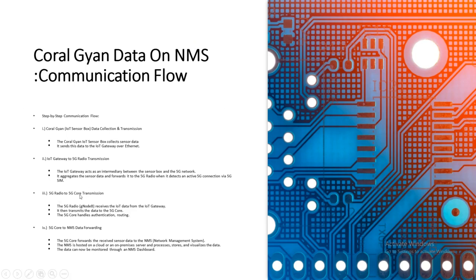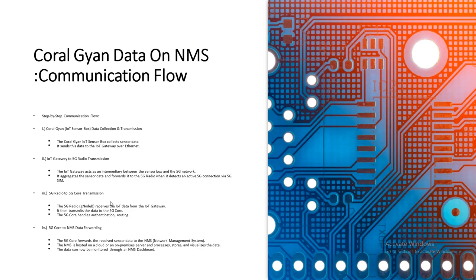That 5G radio gives that particular data to the 5G core, and then transmission takes place. The 5G radio, also known as the gNodeB by more technical individuals, receives that IoT data from the IoT gateway. It then transmits data to the 5G core, and the 5G core handles the authentication and routing and everything. Then 5G core to NMS data forwarding: the 5G core forwards the received sensor data to the NMS, the network management system, and then the NMS is hosted on a cloud or an on-premise server and processes, stores, and visualizes the entire data. Data can now be monitored through an NMS dashboard.